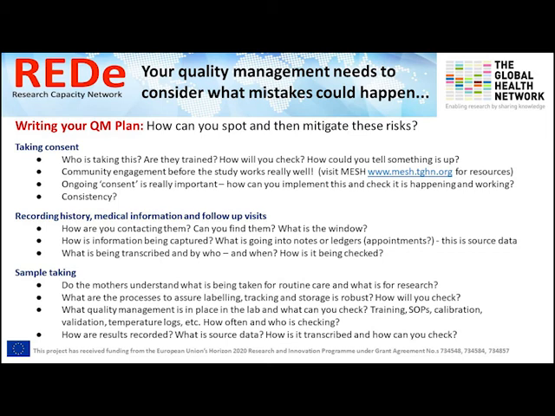So the information giving and consent process works really well if the community is engaged long before the study starts and you really begin to talk to them about what's going to happen. We've got some resources that can help with this on the mesh area of the Global Health Network, and we've given you the link here.